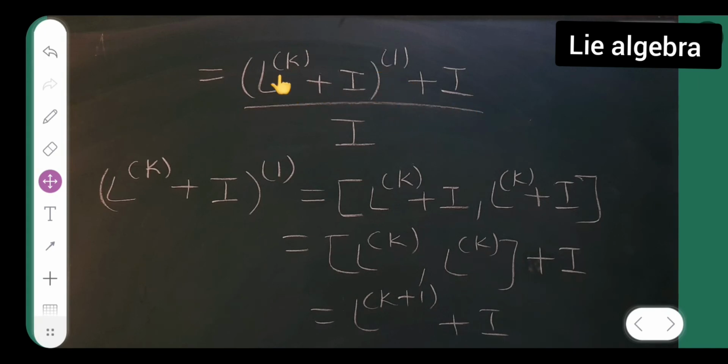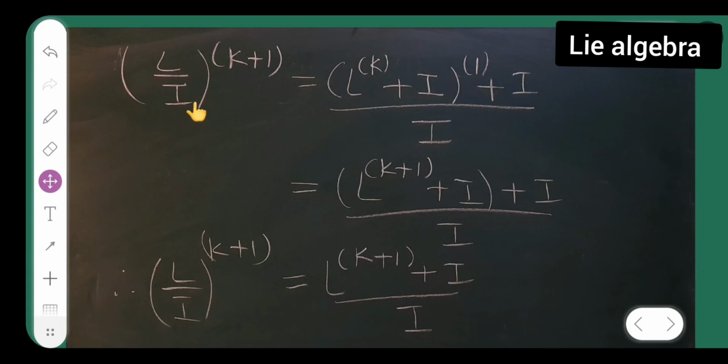Now we need to find this value, so I have taken it here: (L^(k) + I)^(1). This is equal to nothing but the Lie bracket [L^(k) + I, L^(k) + I]. I have already talked about the quotient algebra. So this is written as the Lie bracket [L^(k), L^(k)] + I. Now this is equal to nothing but L^(k+1) + I. We write this in this form, and I have already explained this in the previous lecture as well.